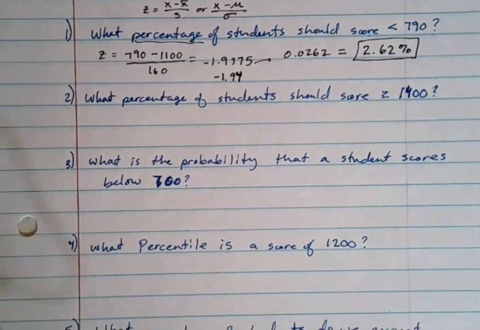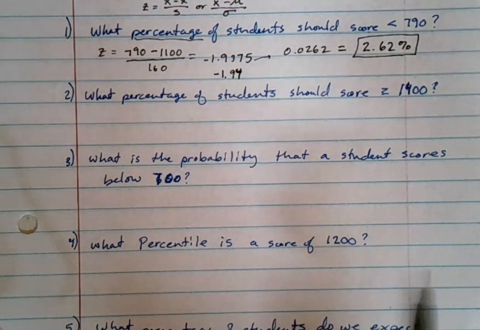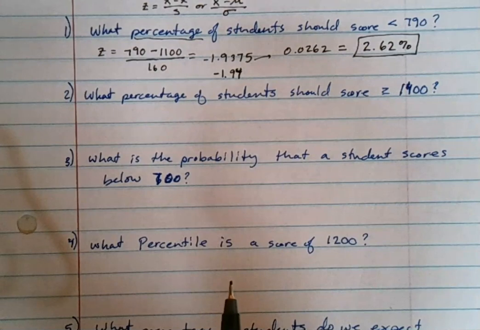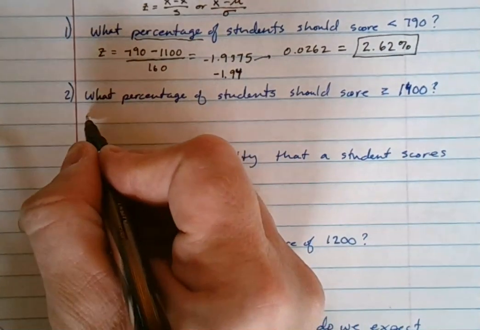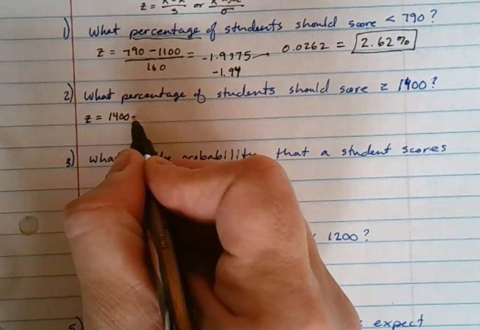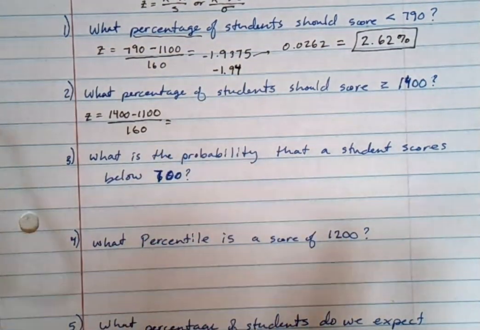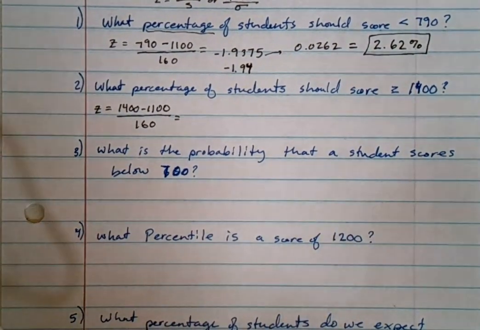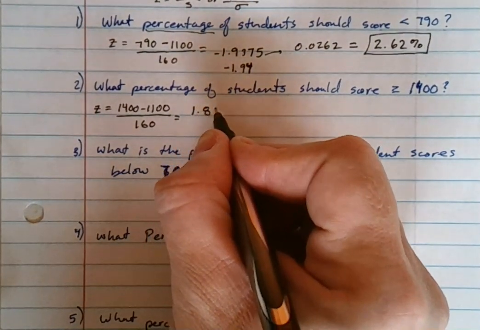Okay? Number 2, what percentage of students should score greater than or equal to 1400? Okay, so if our area under the curve is everything left of a point, then everything equal to or right of will be 1 minus. So again, we're going to start with a z-score, and our z-score is going to be 1400 minus 1100 over 160. Now in this case, I'm going to go ahead and round it for you. This is going to give me 1.88.